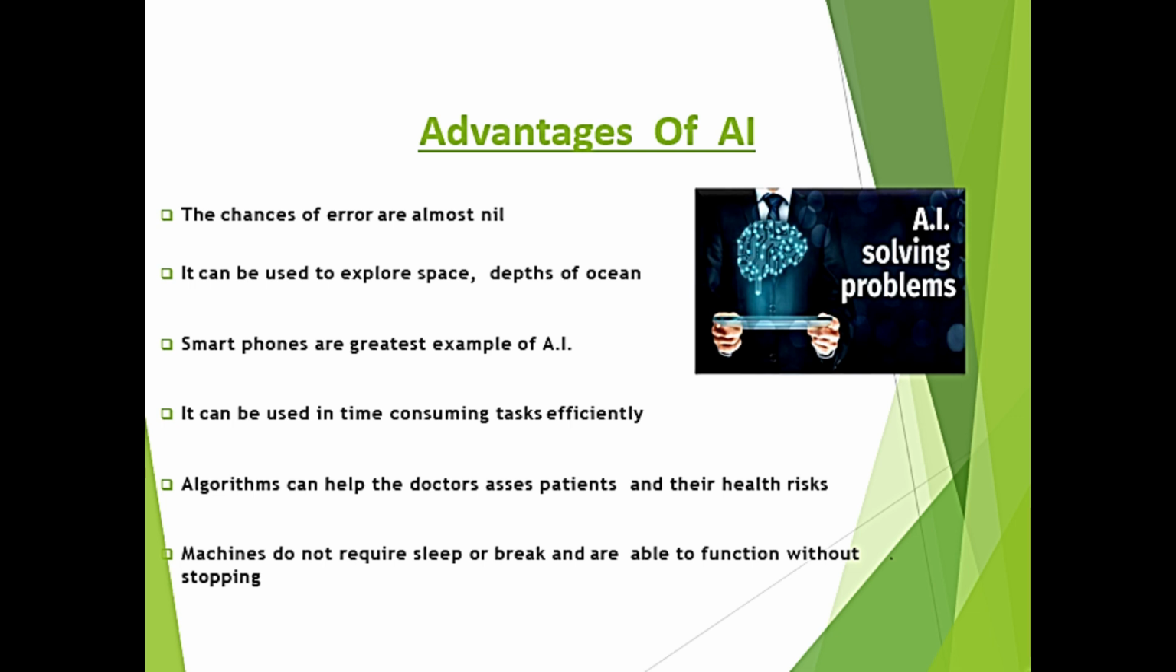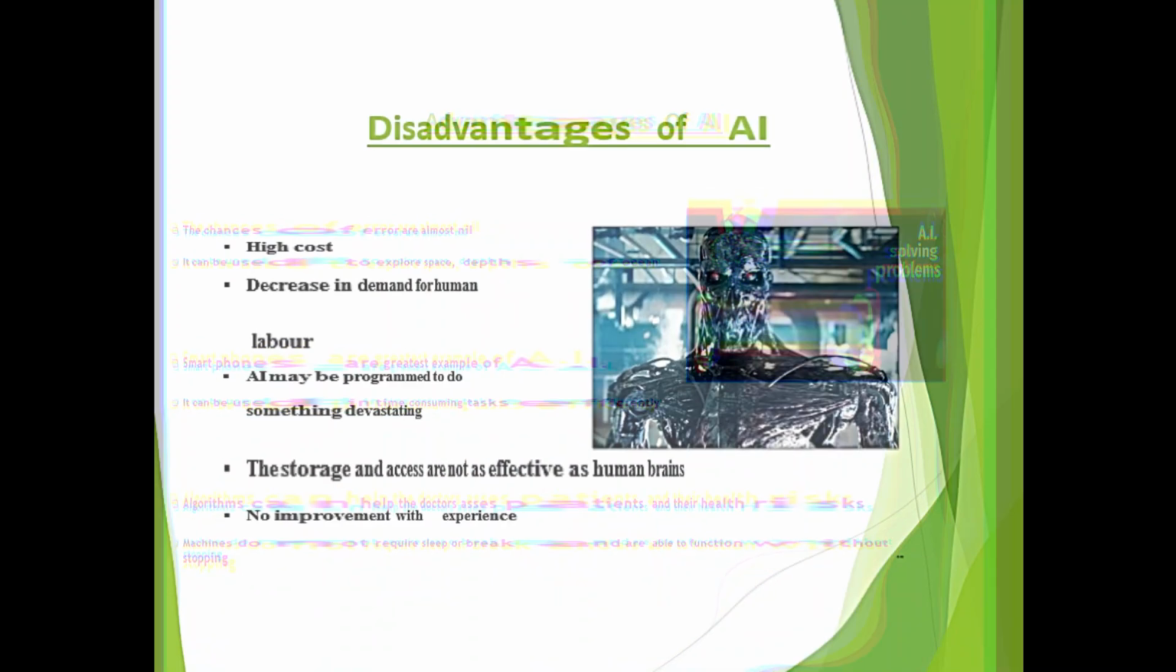It also helps in the medical area. Given the data of a person, AI can run simulations and predict health-related risks so that they can be cured before they become life threatening. It can be used in time-consuming tasks efficiently. Machines do not require sleep or breaks and are able to function without stopping.